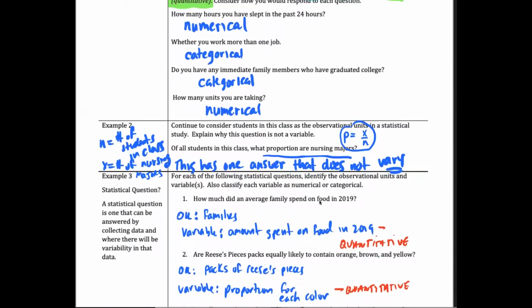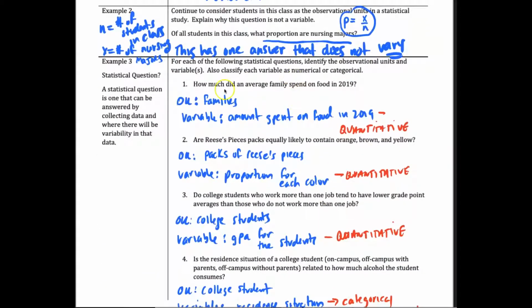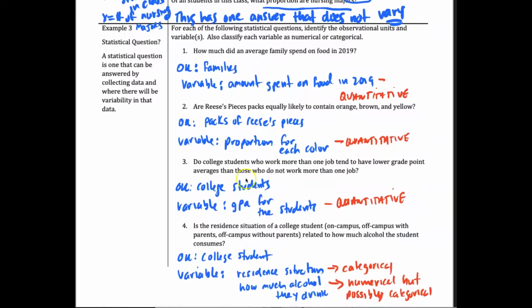So in this case over here, looking at these, families are the observational units. That's the thing being measured, how much amount spent. Here are the actual packs of Reese's Pieces, because we're looking at the proportion within that, which is the variable, the proportion for each color. This one here, college students, are the observational unit. We're studying them. That's who we're getting the information from or about. Their GPAs in this case.